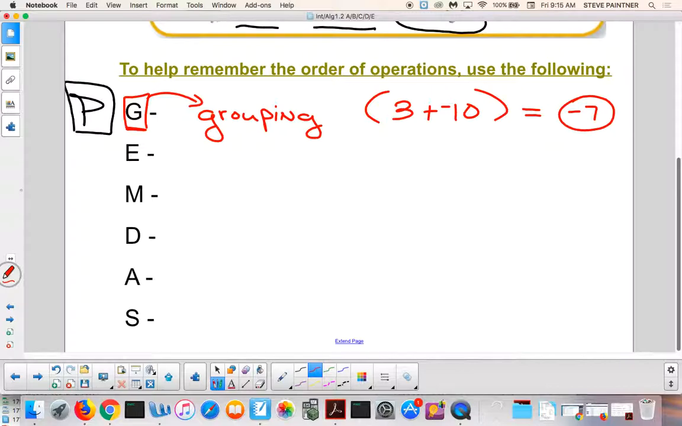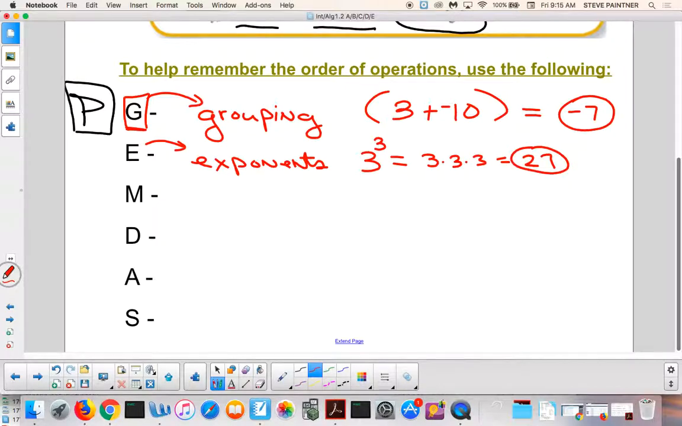Okay. E is what? Go look for your exponents, okay? 3 to the third is 3 times 3 times 3, which is 27. Okay. This is your order to attack. Order to attack a problem is this. Okay. These two. Period 1 got a little confused on this.